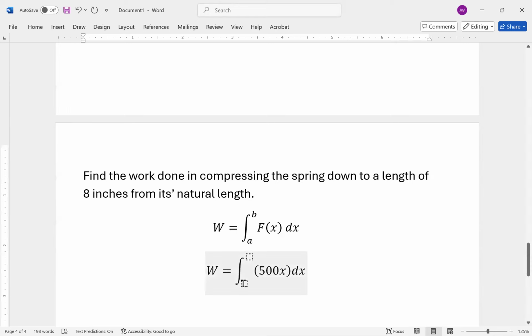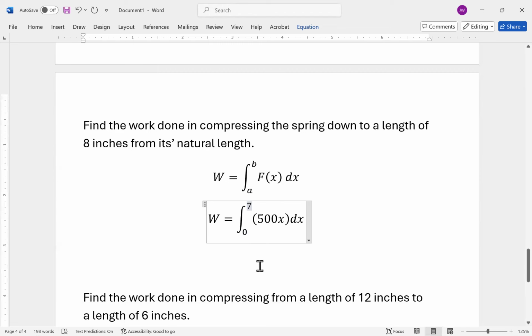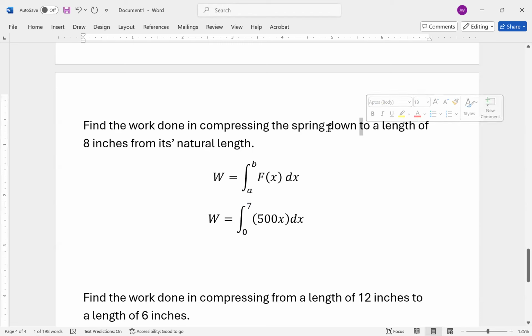Then what we would be doing is we'd be starting at 0 again. But when the spring is 8 inches long, since the spring at its natural length was 15, that would be a compression of 7. So be careful with the language here. Down to a length of 8 inches means 7 inches of compression.